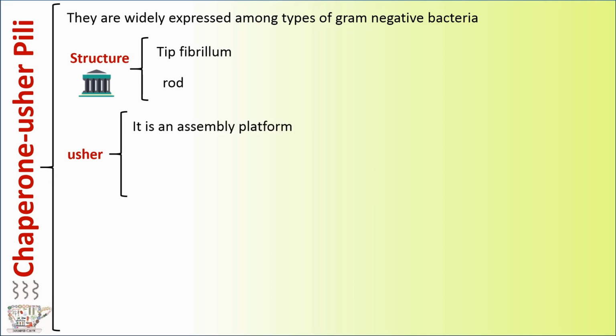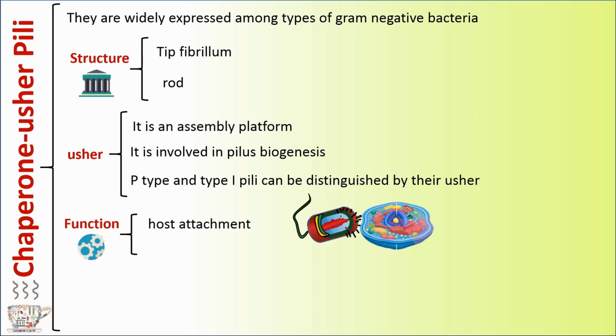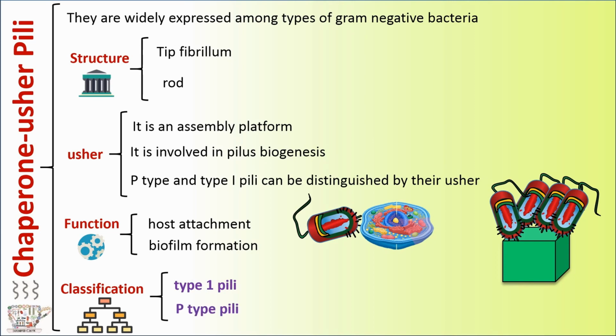Usher is an assembly platform. It is involved in pilus biogenesis. P-type and type 1 pili can be distinguished by their usher. They play a role in host attachment and biofilm formation. They can be divided into 2 subgroups: type 1 pili and P-type pili.